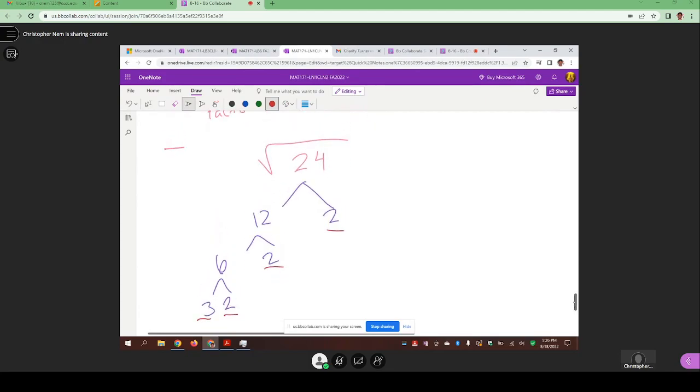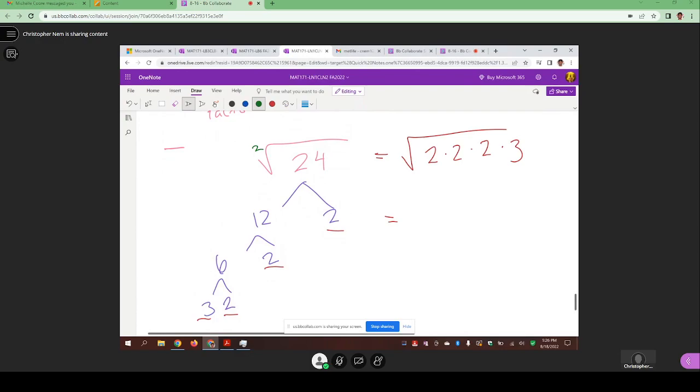So, I can actually re-express this as, believe it or not, 24 is equal to 2 times 2 times 2 times 3. All your primes. It actually works out. You can test it out with the calculator. Now, the key thing is, this is a square root, so there's a 2 assumed to be there.